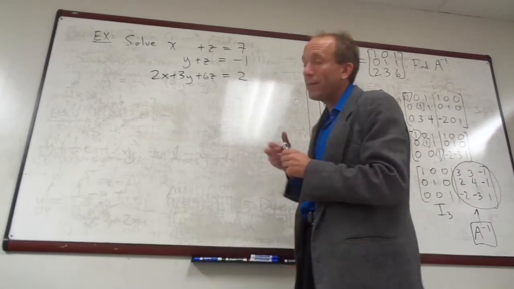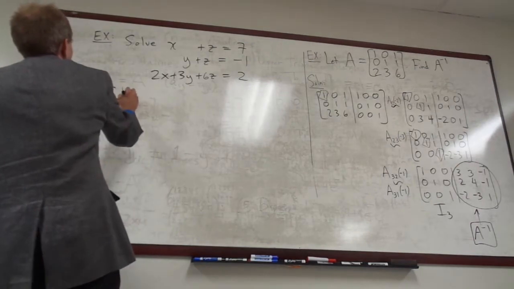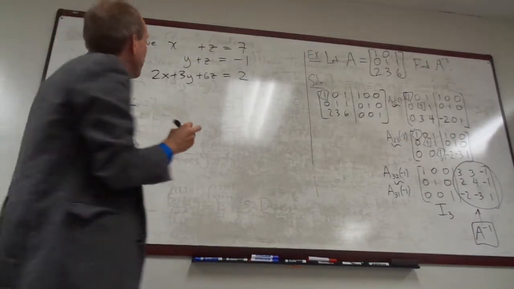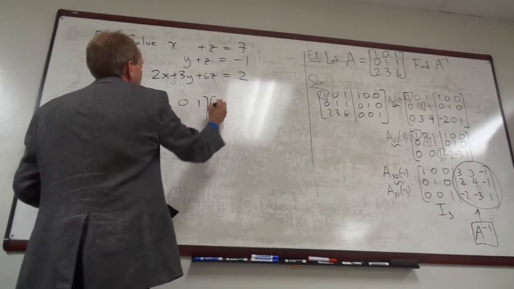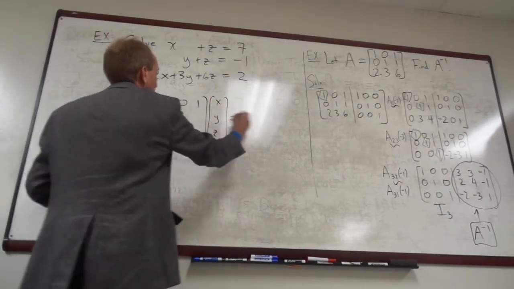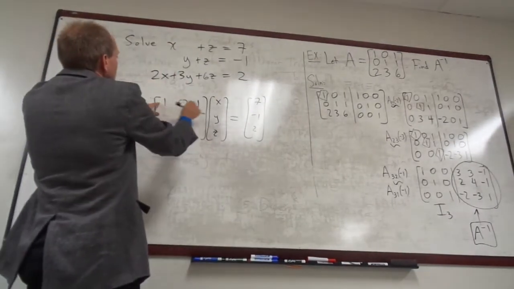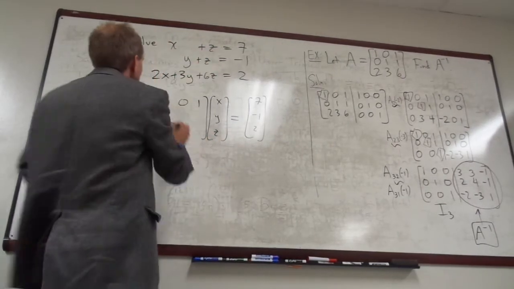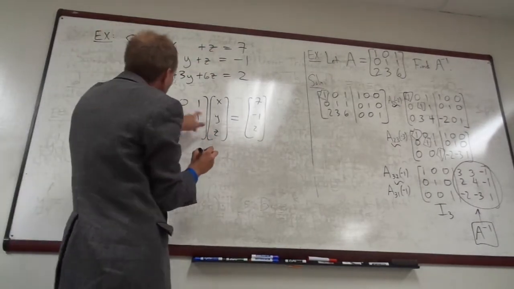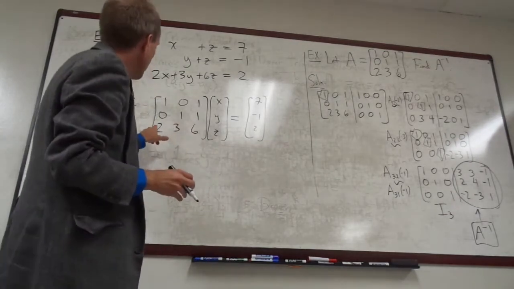Okay, but let's try and solve it a different way. What I want to do is view this as a matrix. So I'm going to set up my unknowns x, y, z into a column here. I'm going to put 7, -1, 2 here. So my coefficients on x and z are both equal to 1 on the first row. And on the second row, the coefficients of y and z. And on the third row, x, y, and z have coefficients of 2, 3, and 6.